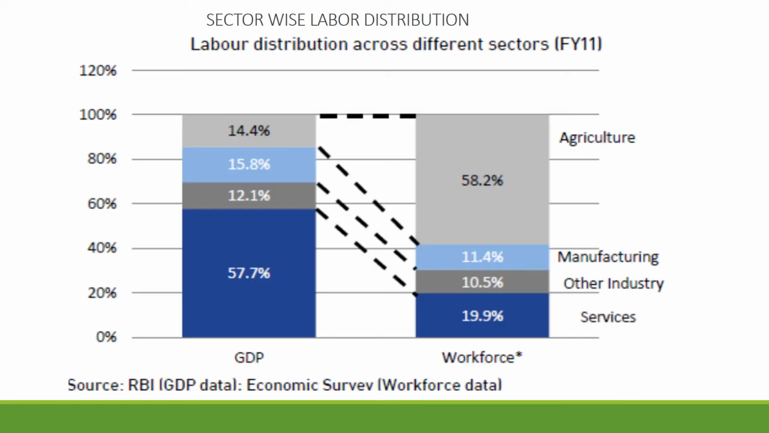Labor distribution across different sectors. When we analyze, the service sector contributes 57.7% of GDP, other industries 12.1%, and the manufacturing sector contributes 15.8%. Finally, agriculture contributes 40.4% of GDP. Whereas the labor distribution from agriculture is around 50 to 58.2%.